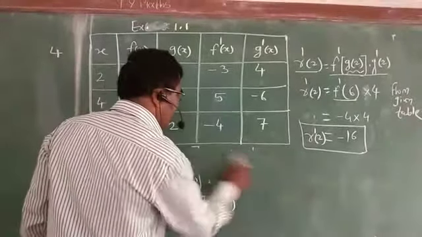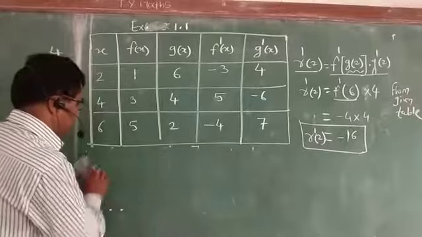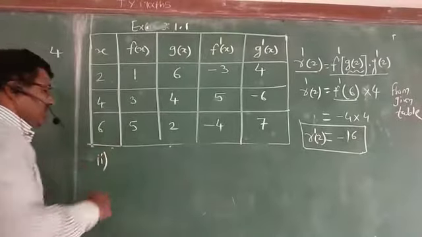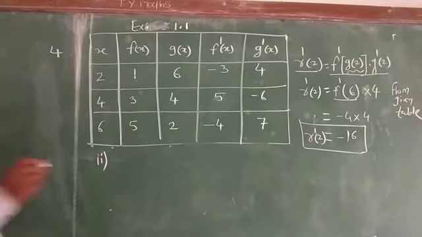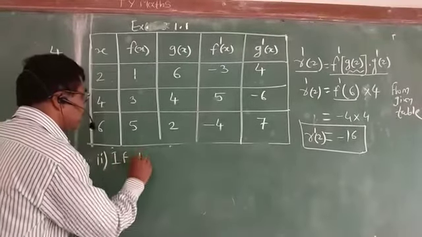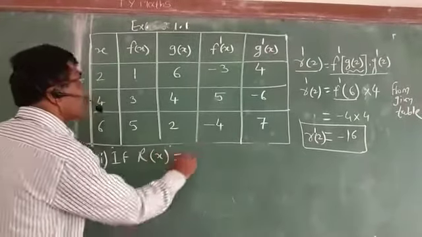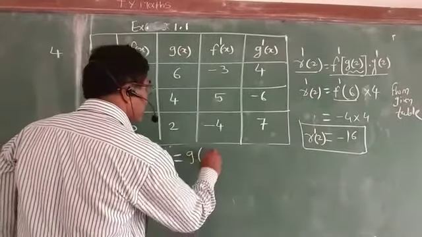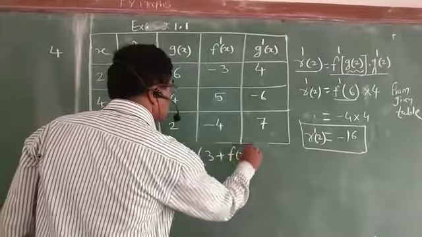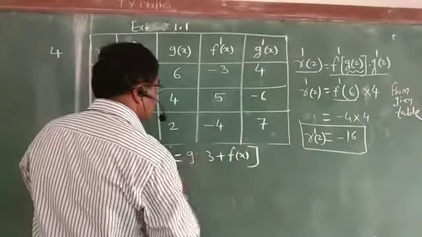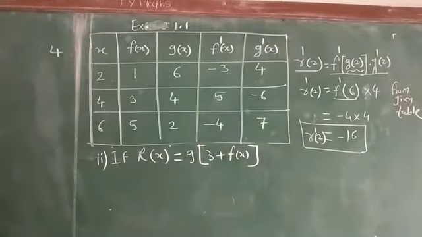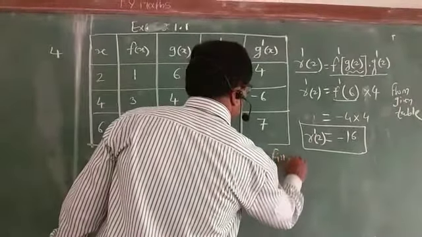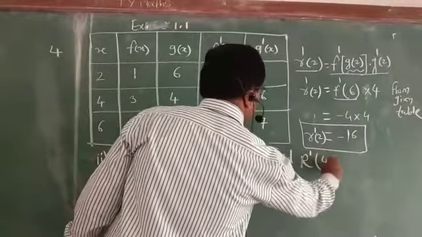Example number second. If r of x equal to g bracket 3 plus f of x, find r dash of 4.